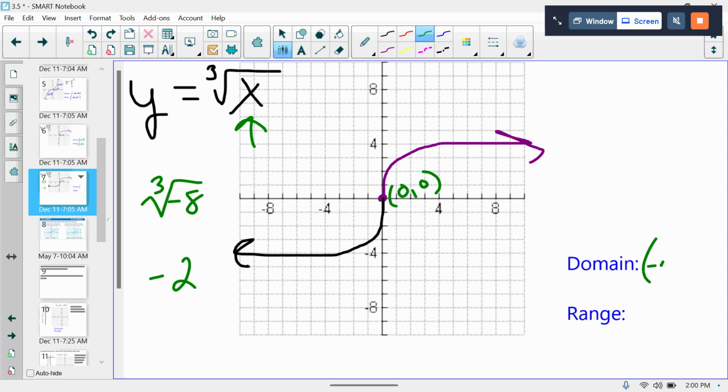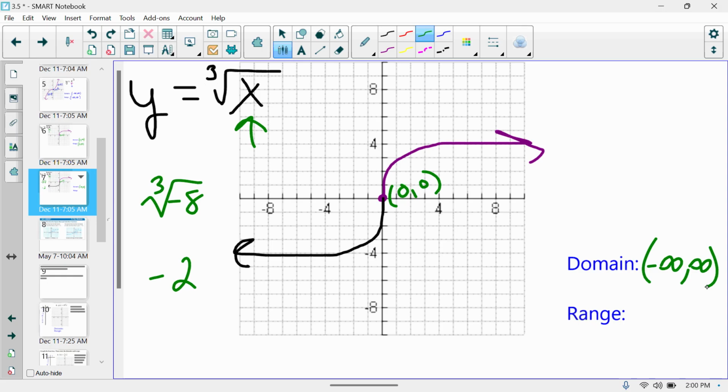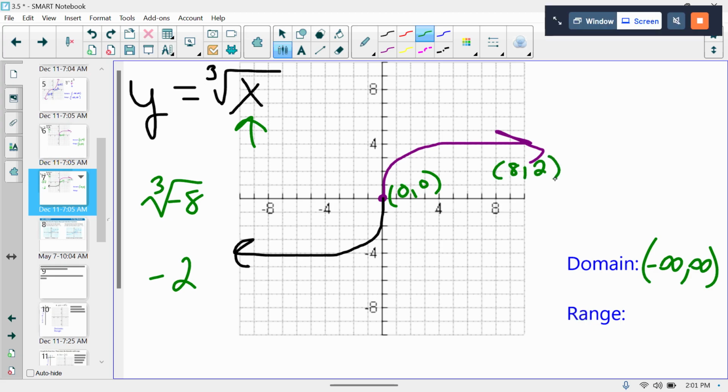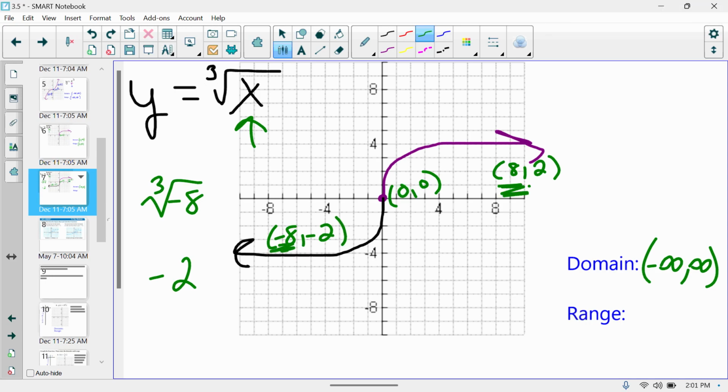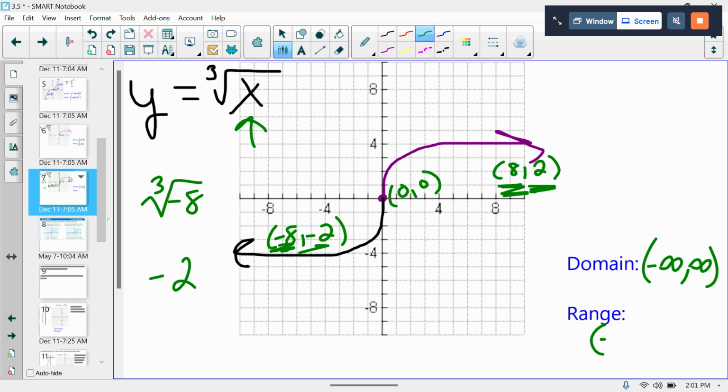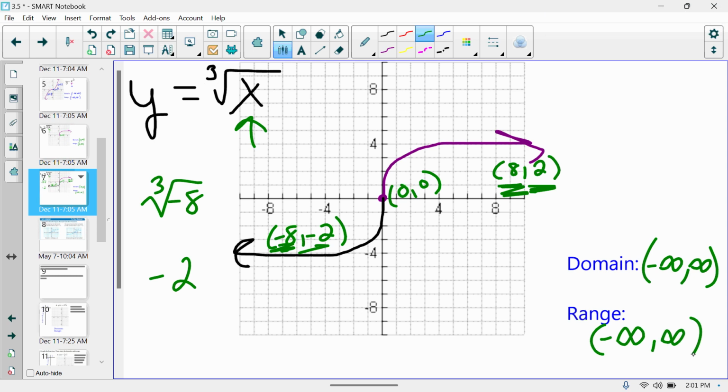So there's no restrictions on what you can plug in for x. There's also no restrictions on what you can get as the output. This graph would have the point 8, 2 on it. Again, this is a rough sketch, so it doesn't look very good from the picture, but it would have the point 8, 2, and then it would have the point -8, -2. The x's can be positive or negative, so can the y's. There's no restrictions. It's all real numbers for domain and range.